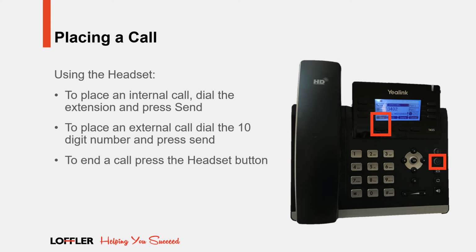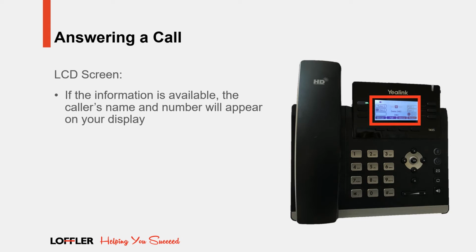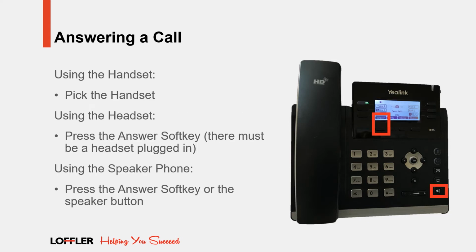To place a call using your headset, for an internal call, dial the extension and press Send. To place an external call, dial the 10-digit number and press Send. To end a call, press the headset button. If the information is available, the caller's name and number will appear on your display when you have an incoming call. To answer a call using the handset, pick up the handset.